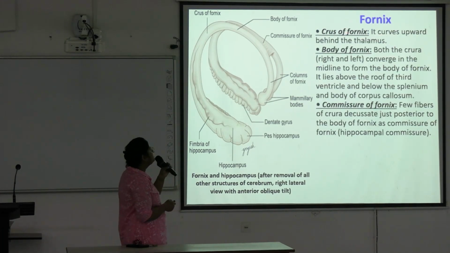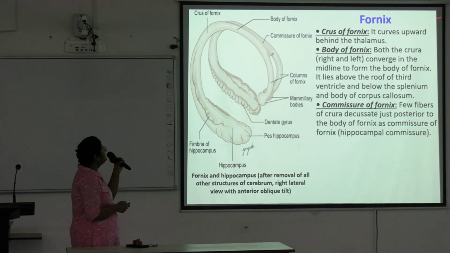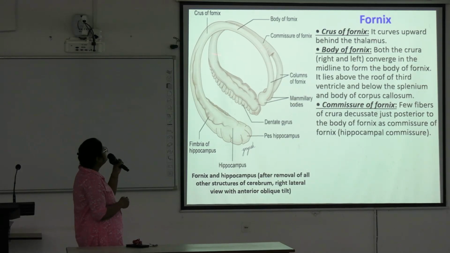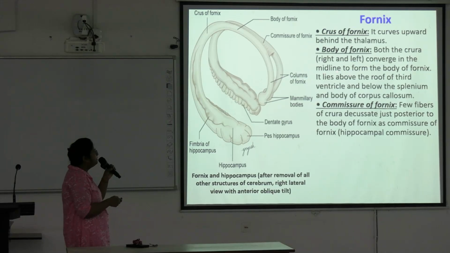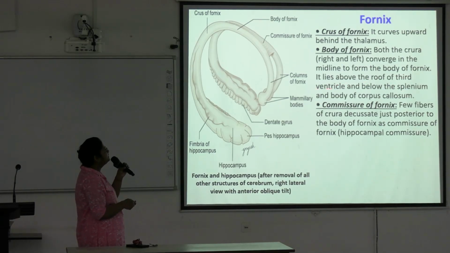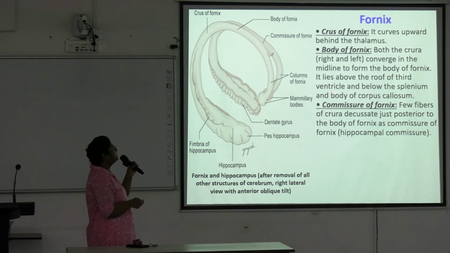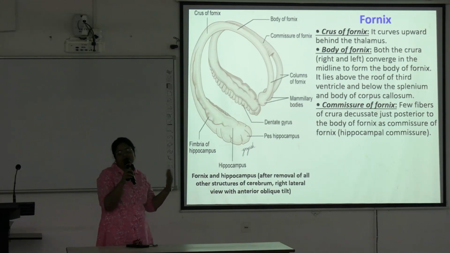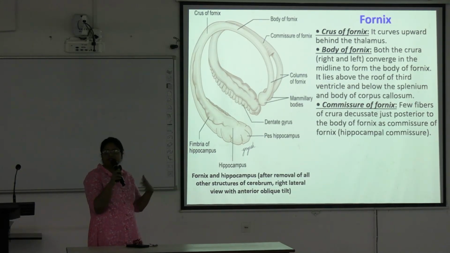The crus of fornix curves upward behind the thalamus. Next we go to the body of fornix. Crus will go towards the body. Both the crura, right and left, converge in the midline to form the body of the fornix, and it lies above the roof of the third ventricle and below the splenium and the body of the corpus callosum. Yesterday we discussed the corpus callosum. Corpus callosum is connected with the fornix via the septum pellucidum in the midline.